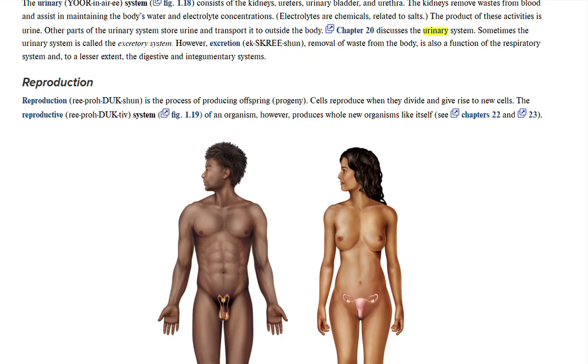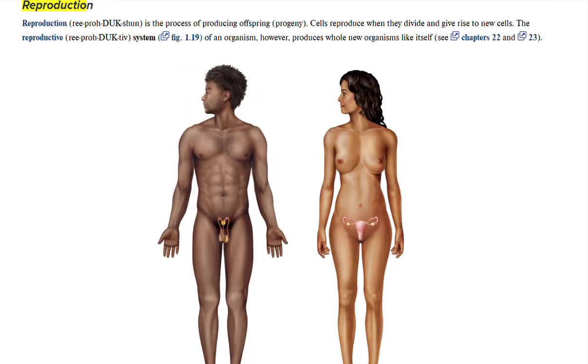Chapter 20 discusses the urinary system. Sometimes the urinary system is called the excretory system. However, excretion, removal of waste from the body, is also a function of the respiratory system and, to a lesser extent, the digestive and integumentary systems.